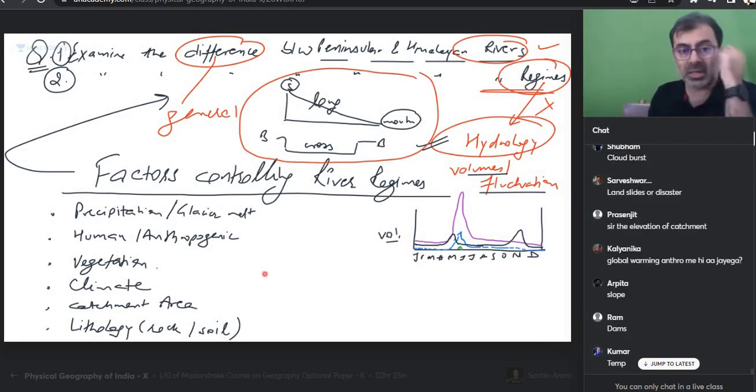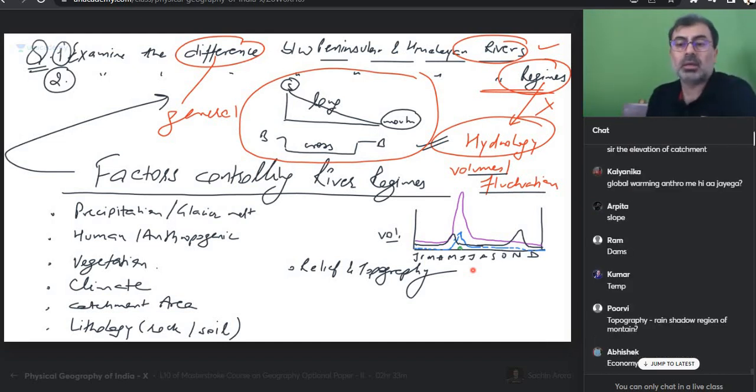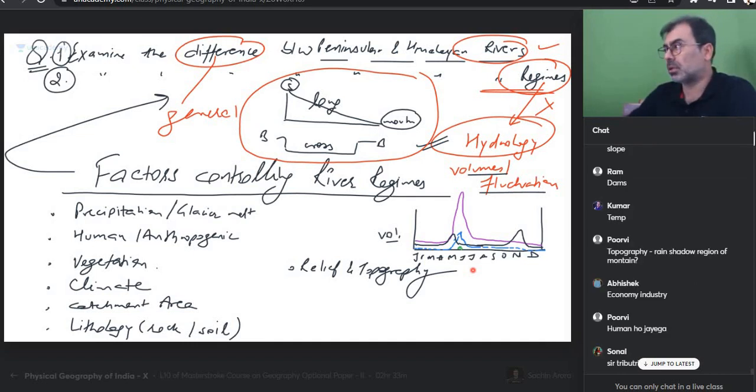Arpita is saying slope. So relief and topography. So true. Orography, Purvi, that is again, rain shadow is again precipitation. Economy, industry, I don't know what is economy, industry, but I guess you would arrive at human factors. Your answer would only fall in the domain of human factors. Sonal is saying tributaries. Sonal, catchment area. कहाँ से मिलता है? Main stream, tributary stream.